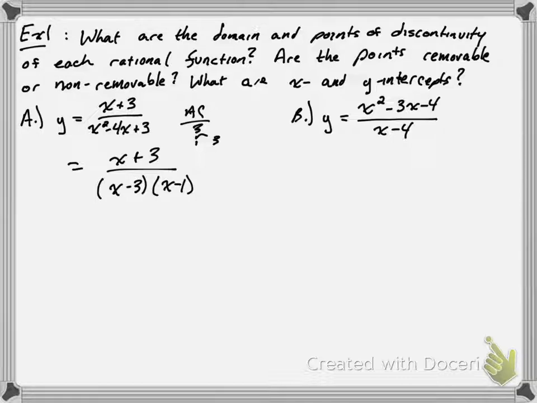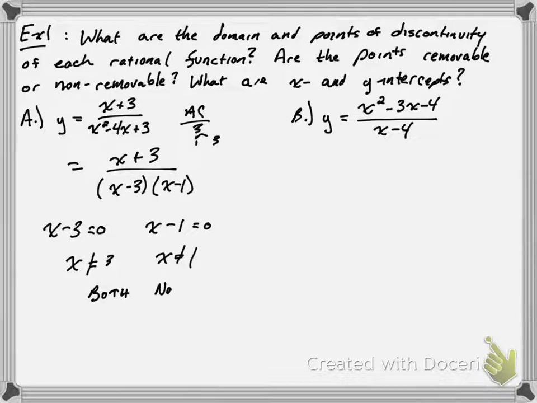So what are the points of discontinuity? I'm going to take each denominator factor and set it equal to 0. X minus 3 equals 0, x minus 1 equals 0. So x cannot be 3, and x cannot be 1. My points of discontinuity are x equals 3 and 1. Because they don't cancel, they are both non-removable.